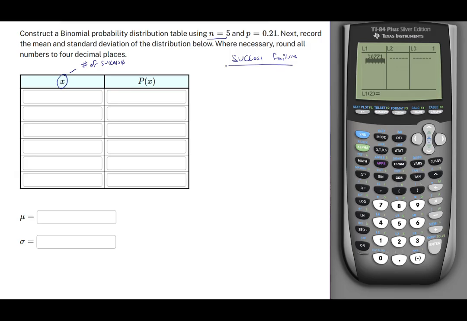So we have a couple different options we could have. We could have 0 successes and 5 failures, 1 success and 4 failures, 2 successes and 3 failures, 3 successes and 2 failures, 4 successes and 1 failure, or 5 successes and 0 failures.